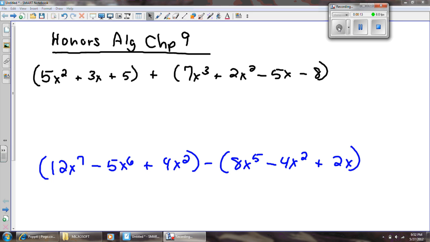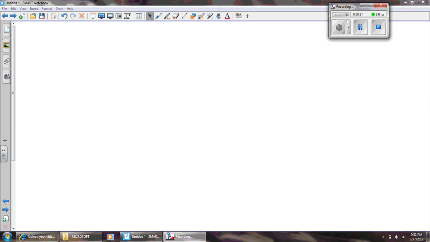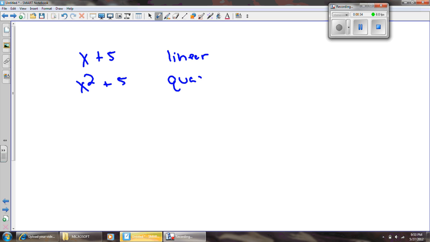Remember that polynomials are classified by degrees. Hold on one second. Now remember, something that's to the first degree, like x plus 5, is linear, right? If I have an x squared plus 5, that would be quadratic. I don't know that I mentioned this one a whole lot, but this would be cubic.